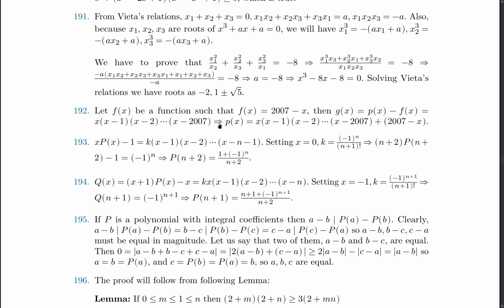Now we substitute the value of f of x here, and we get p of x is equal to x into x minus 1 into x minus 2 up to x minus 2007 plus 2007 minus x. Once we have p of x, we can find out p of 2008. So if you put in 2008, it will be product of all these plus minus 1.